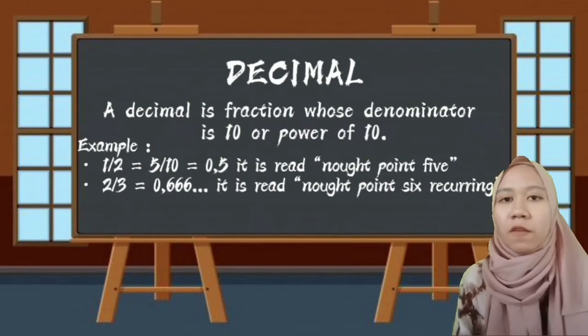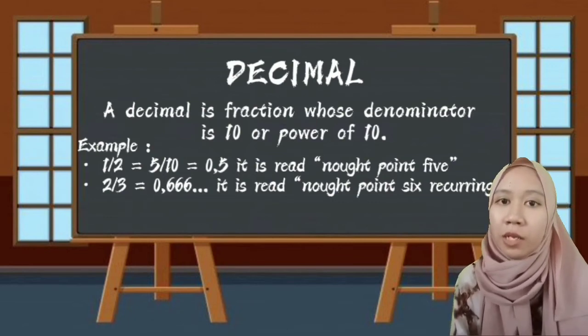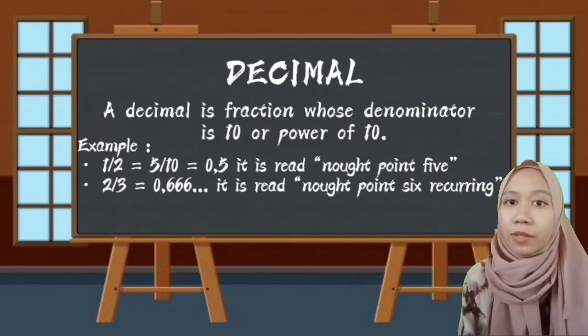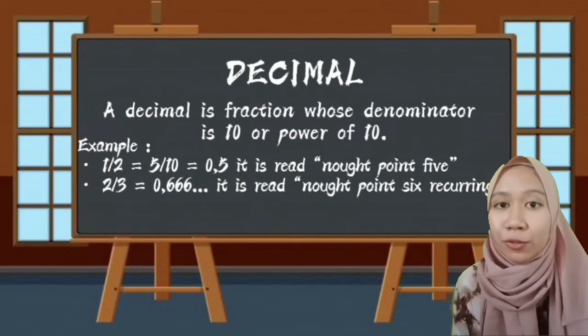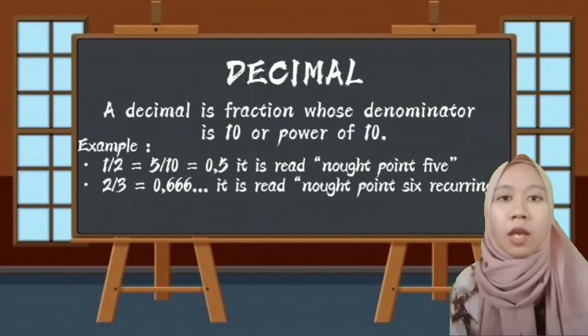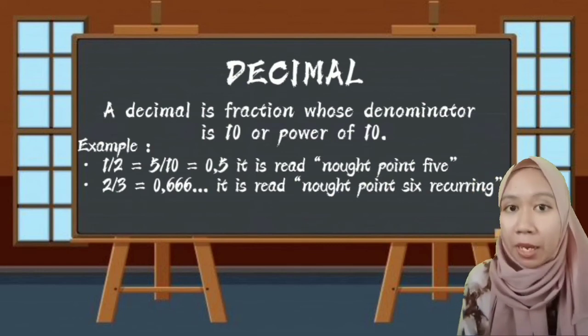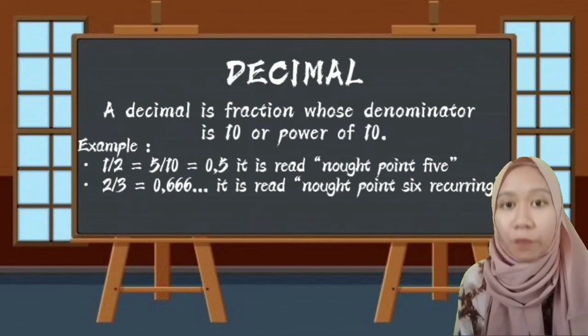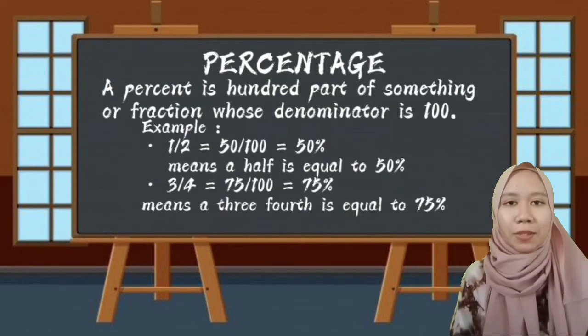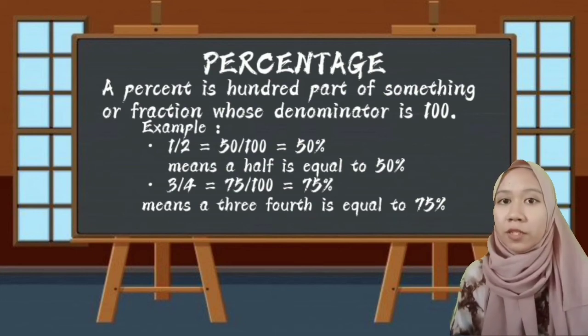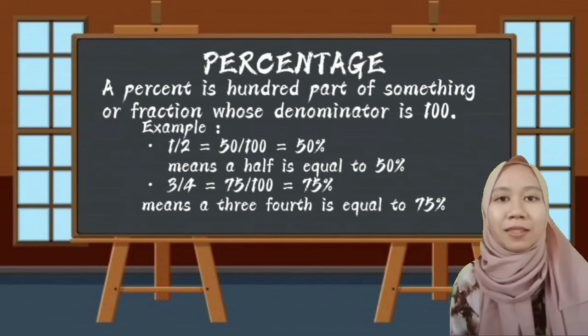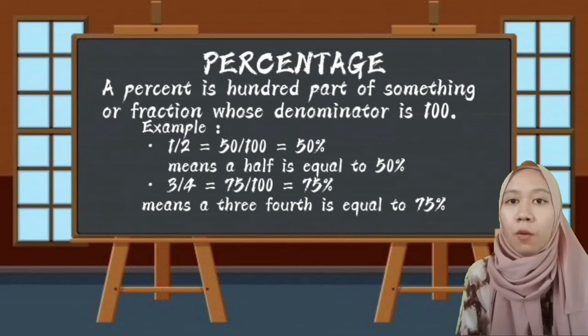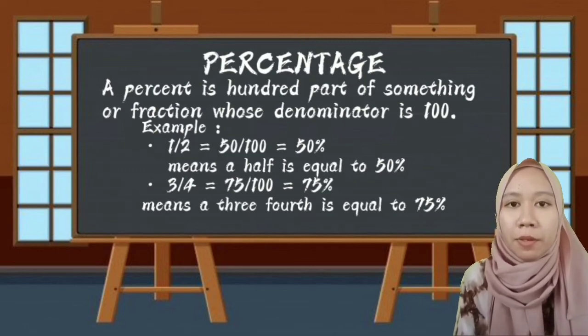A decimal is a fraction whose denominator is 10 or a power of 10. Example, 1/2 equals 5/10 equals 0.5. Percentage. A percent is a hundredth part of something, or a fraction whose denominator is 100. Example, 1/2 equals 50/100 equals 50%. It means a half is equal to 50%.